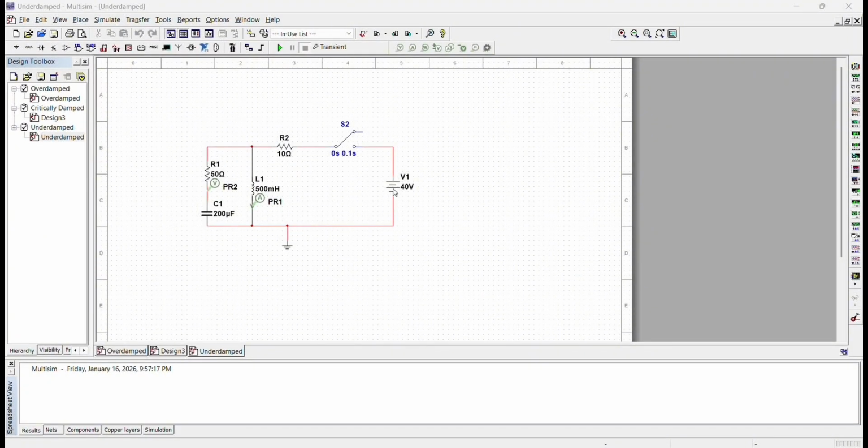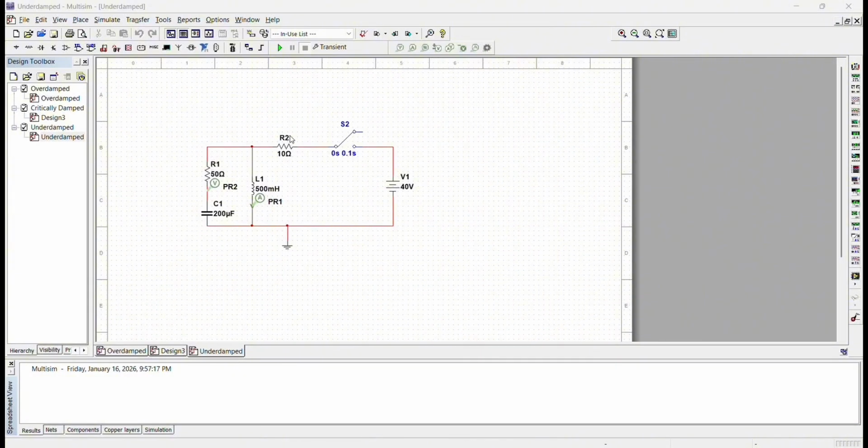Assalamualaikum and good morning everyone. This is a second order RLC circuit that is specifically designed to be underdamped. An underdamped state occurs because the resistance in the circuit is low relative to the inductor and capacitor values. When the switch closes at 0.1, the 40 volt source suddenly injects energy into the system.